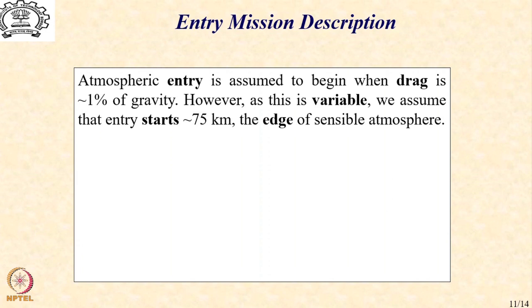Now let us describe the problem in a generic context. Where does this activity actually begin? Contrary to what we do in the ascent mission, where beyond 40 kilometers we assume that the atmosphere is absent, which is primarily because our thrust is a much larger force compared to drag. In the entry mission, there is no thrust and drag is the important force. So obviously we need to estimate it with better accuracy, and then we say that the drag is going to be considered significant when it becomes 1% of gravity, which means if it becomes 0.01 g, that is the point at which we will assume that the atmospheric entry has begun.